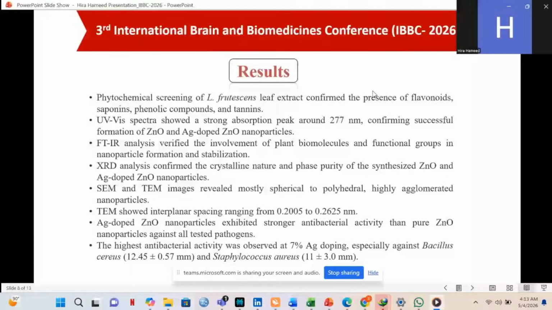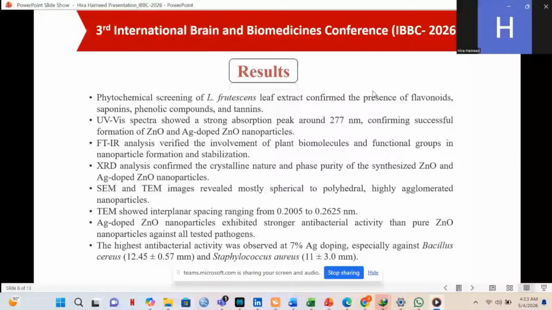The highest antimicrobial activity was observed at 7%, the highest percentage of silver doping, especially against Bacillus cereus and Staphylococcus aureus. It means silver doped zinc oxide nanoparticles have more sensitivity against gram-positive bacteria as compared to gram-negative bacteria. As I have shown this before, to represent these images.